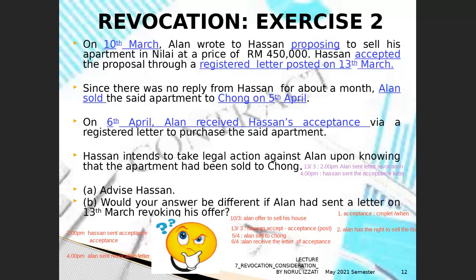So we can say that revocation is still not valid because logically it takes one or two days for the letter of revocation to reach the other person. Some people may say this is not fair, but that is the rule. They consider acceptance more than revocation.